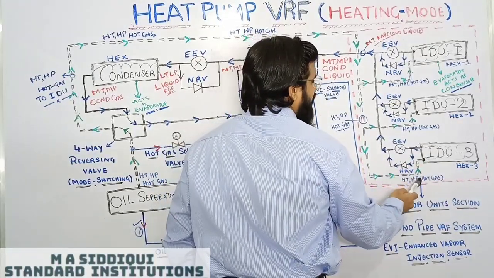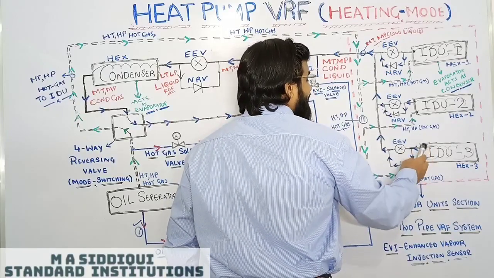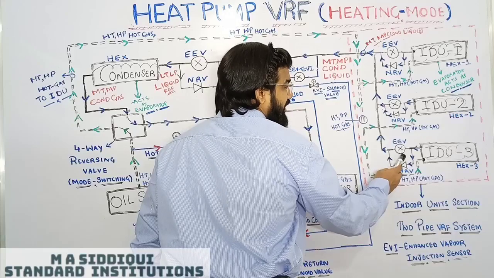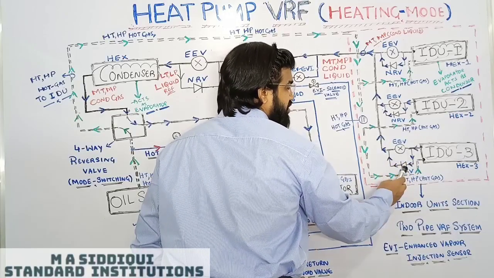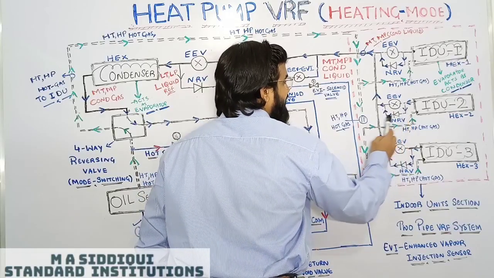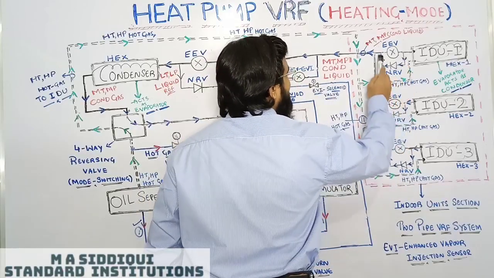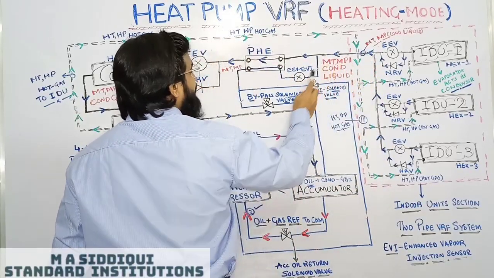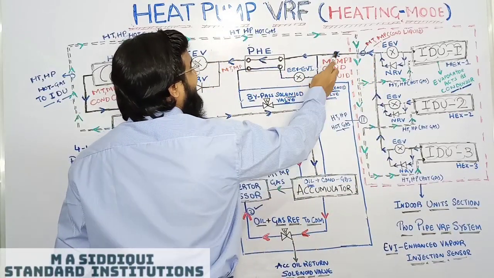With that, what will happen? Hot gas converts into condensate liquid. This condensate liquid will pass through the NRV. It will not pass through the EEV because the flow of refrigerant in the direction of the NRV is the same. So it will pass via the NRV. What is passing? Condensate liquid. Condensate liquid is coming via the NRV. It will not enter into the EEV because it is condensate liquid.